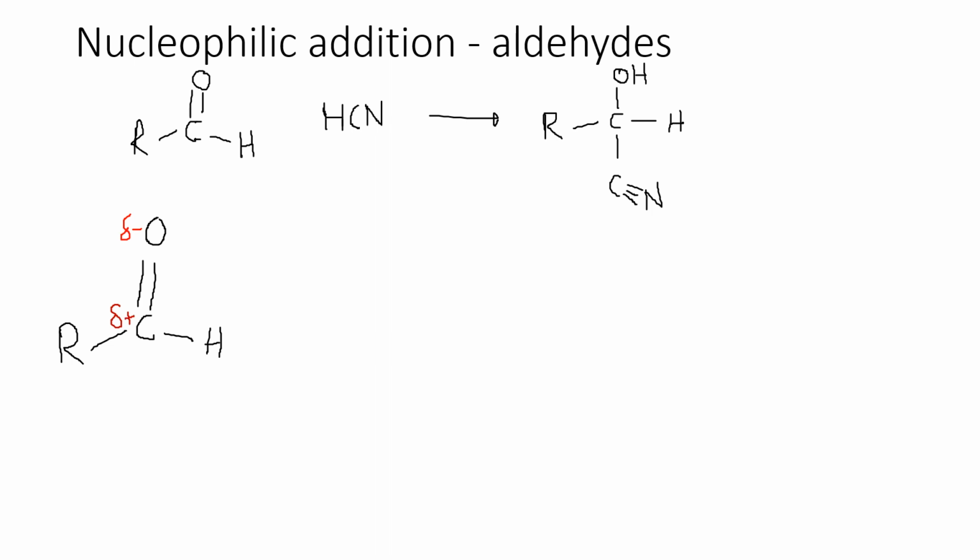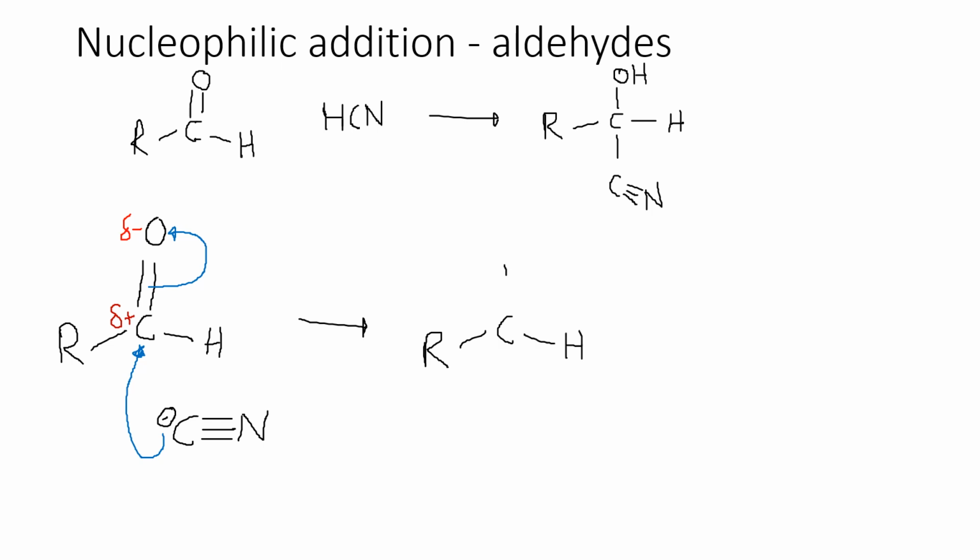And then along comes the cyanide ion, C triple bond N, with a minus charge on the carbon. And the negatively charged carbon is attracted to the delta positive carbon here. So we have a curly arrow going from the negative charge to the carbon. And then this double bond breaks, so the electrons move from the middle of the double bond onto the oxygen. And then we draw out the intermediate, so that's R to C to H. Now the double bond is now a single bond to oxygen, and the oxygen has now gained a negative charge.